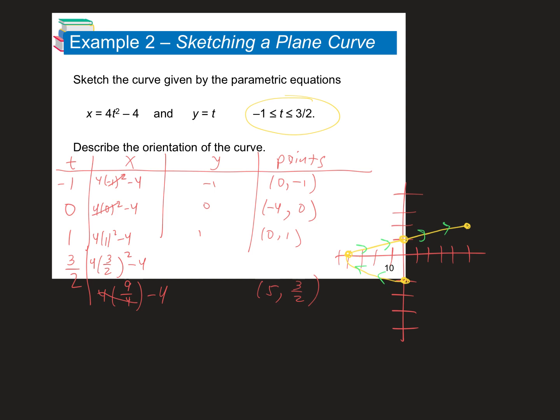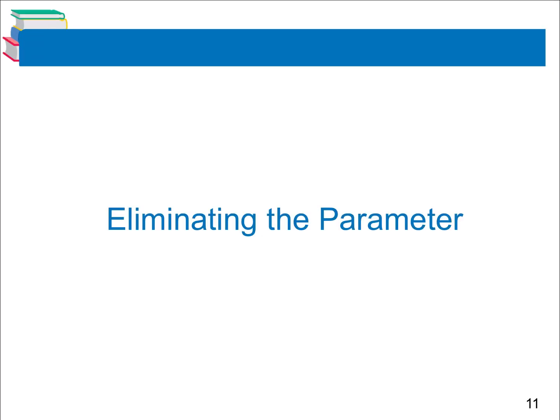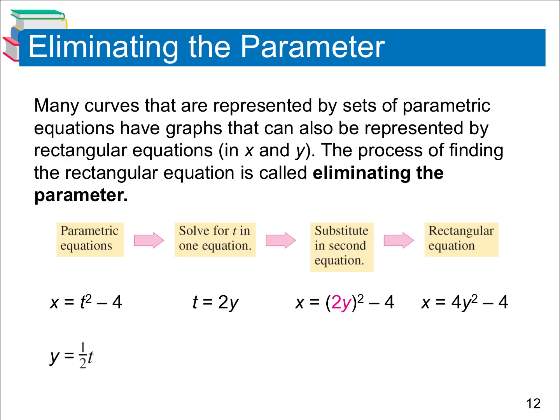Okay. All right, now we're going to talk about eliminating the parameter. Okay, this is just some algebra stuff. It says many curves are represented by a set of parametric equations. Their graph is also represented as rectangular, which just means, what does a rectangular equation have? It only has 2 letters. What are they? X and Y. Okay, a parametric has 3. It's got X's and Y's and T's.